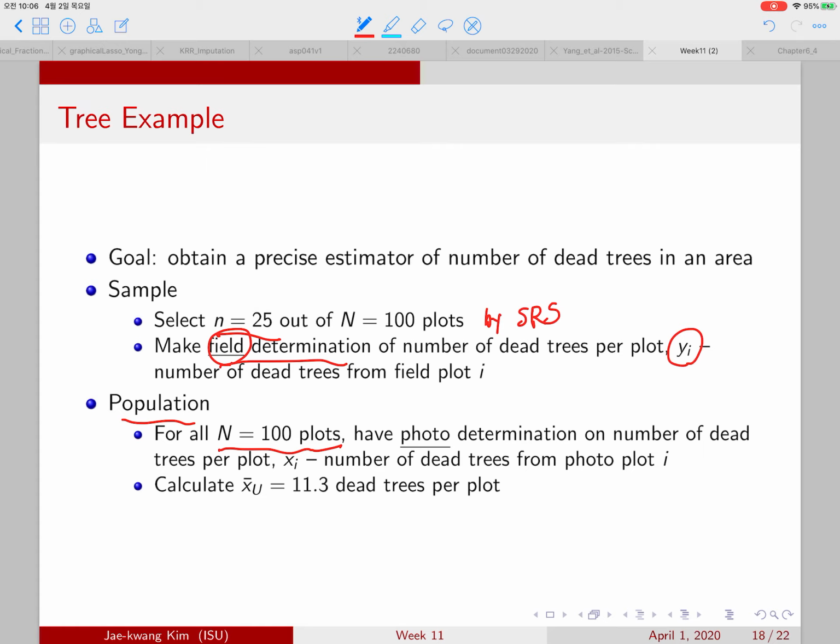On the other hand, in the population, we still have information. The information is the photo determination. Okay, so we take a picture from each plot, and use the photo and do some guess, right? Some kind of a measurement using the pictures, and compute the count. And so let's call this xi. And because we have all the pictures available for each plot in the population, we can actually compute the population mean of x, which is 11.3.